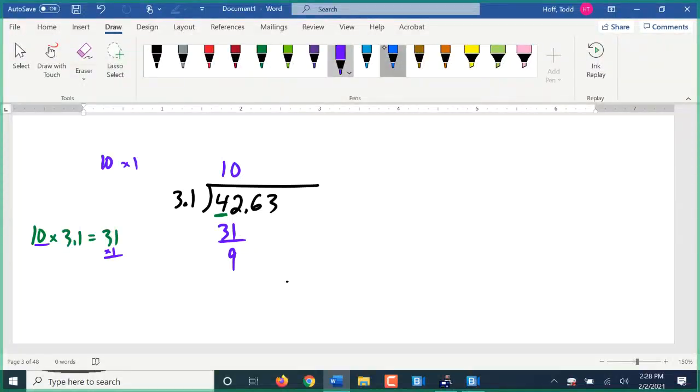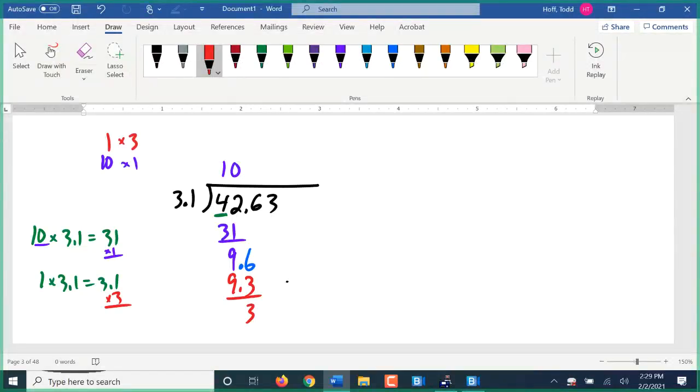Now I bring down the next digit, the 6. I bring down my decimal point. Next place value would be 1s. 1 times 3.1 is 3.1. I can actually take that out of there 3 times. 3.1 times 3 is 9.3. I would subtract, I'd have 3 there. So that was 1's place, bundle of 1s, times 3 of them. I just subtracted the 3.1 3 more times. Well, I still have this 3 to bring down.